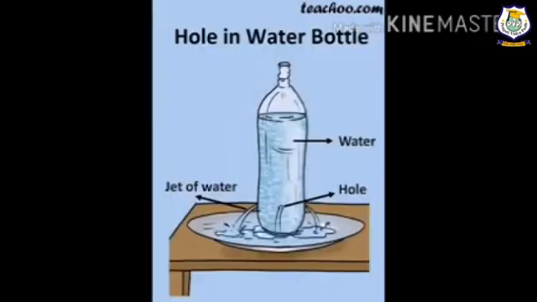Students, see in that figure, we had taken a plastic bottle and we have made 3 holes all around near the bottom of the bottle. Now fill the plastic bottle with water. Now remove the tape. Now students, can you observe the jets of water coming out of the holes fall at the same distance?